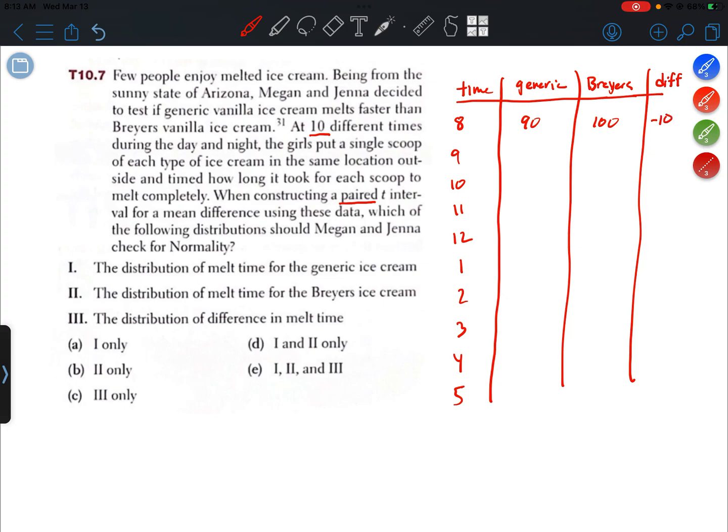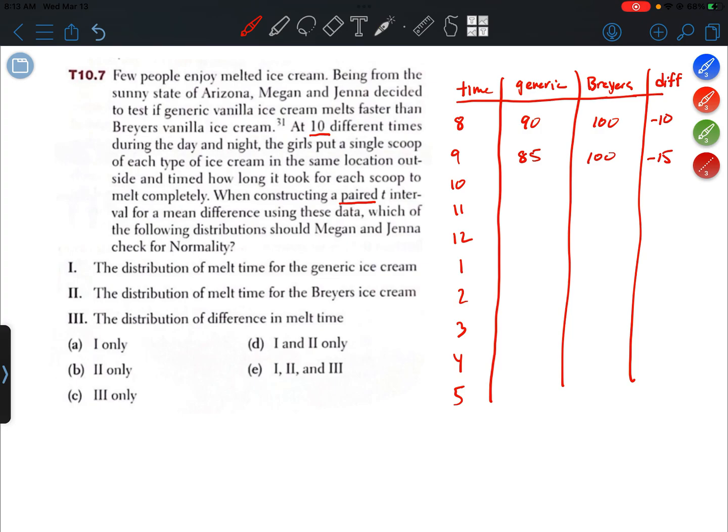We'll just make up one more set of data. 9 a.m., so it'd be a little bit warmer then. The generic ice cream melted in 85 seconds, and the Breyer's melted in, let's say it was still 100 seconds. Okay, the difference there is now negative 15.